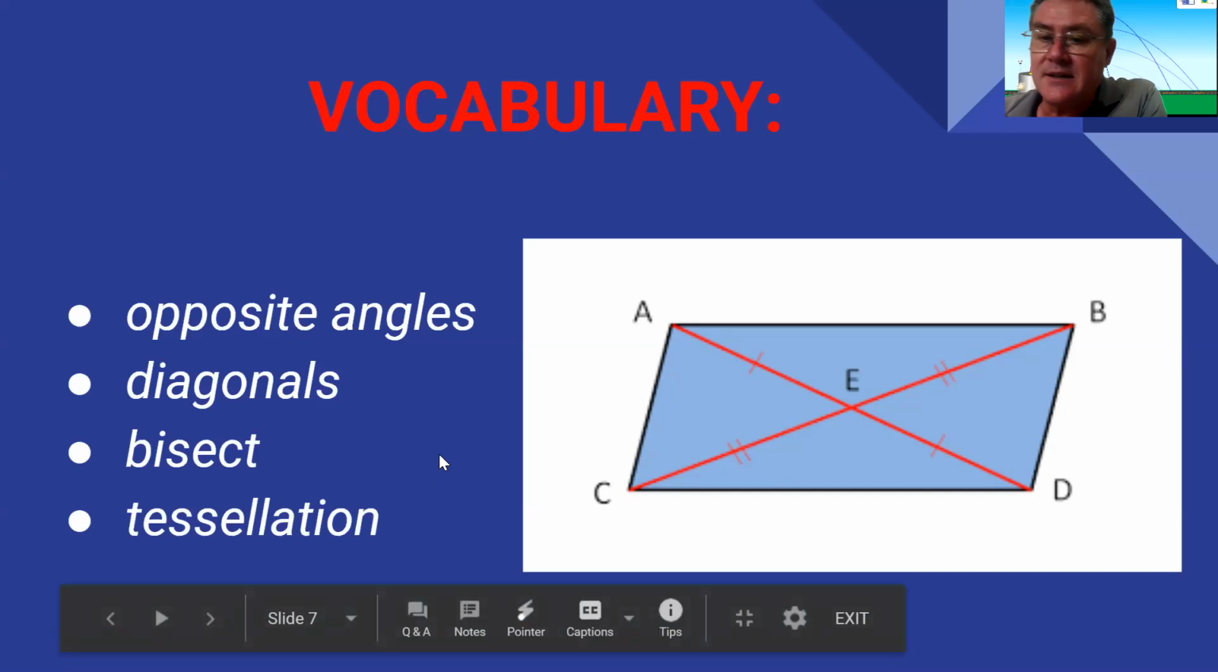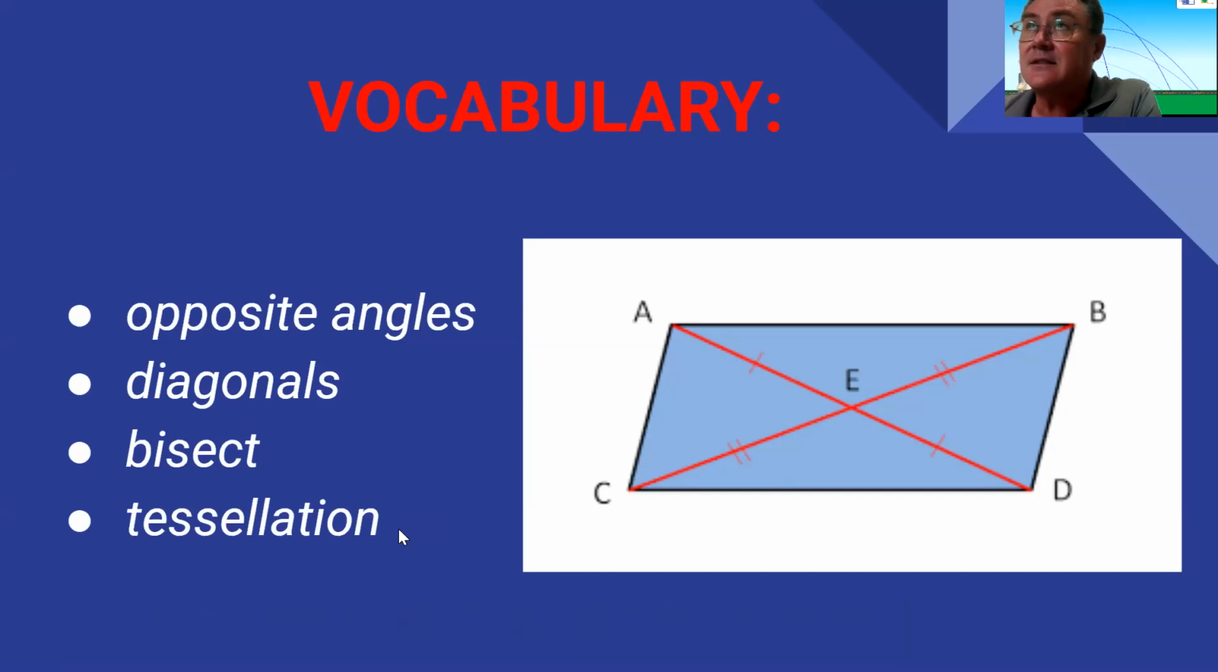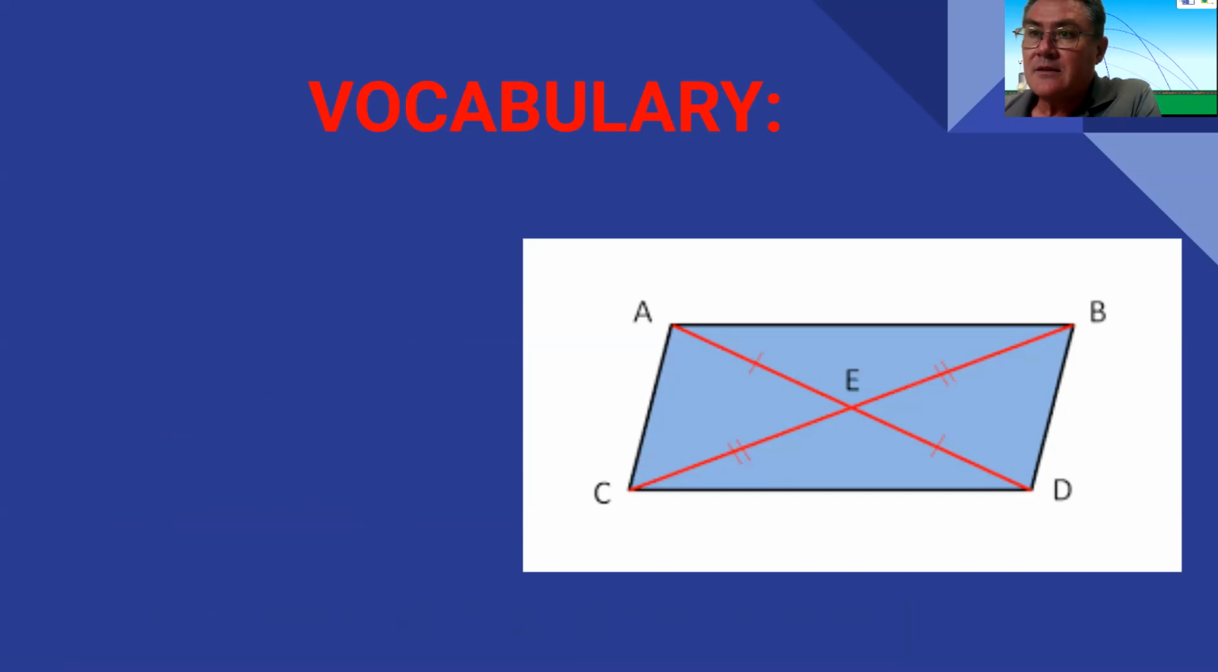And the last one is a tessellation. A tessellation is just a shape pattern you make with different shapes that you repeat. We will do this tessellation, have a tessellation up at the end of the lesson. Right.